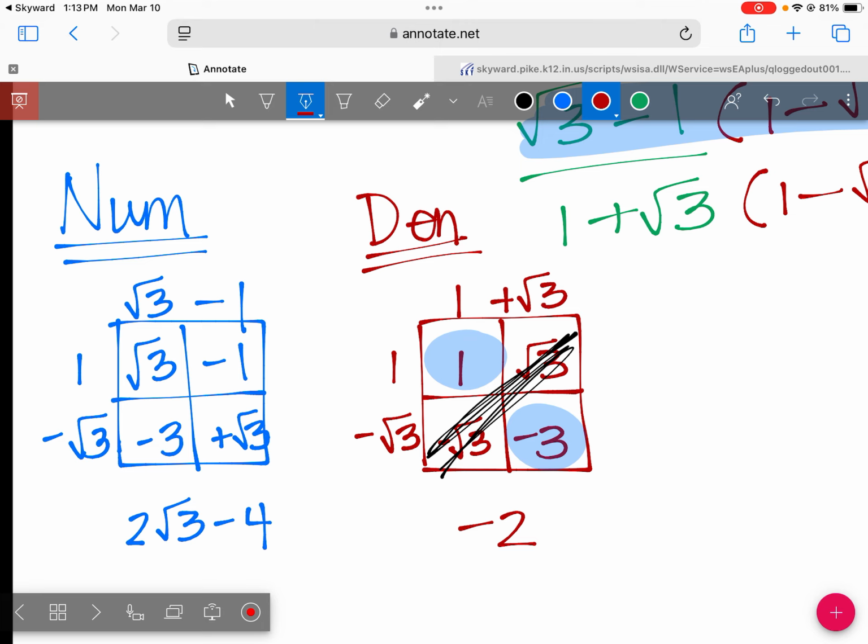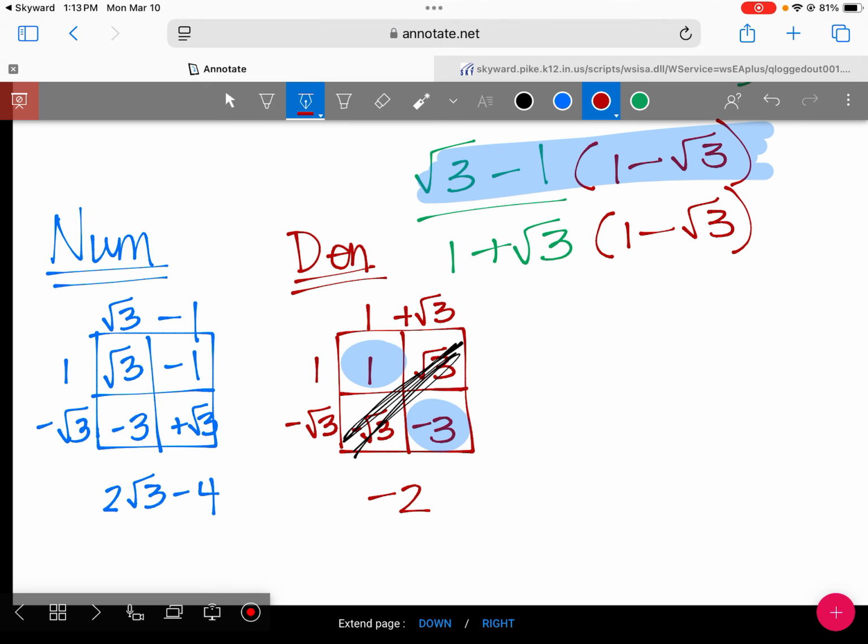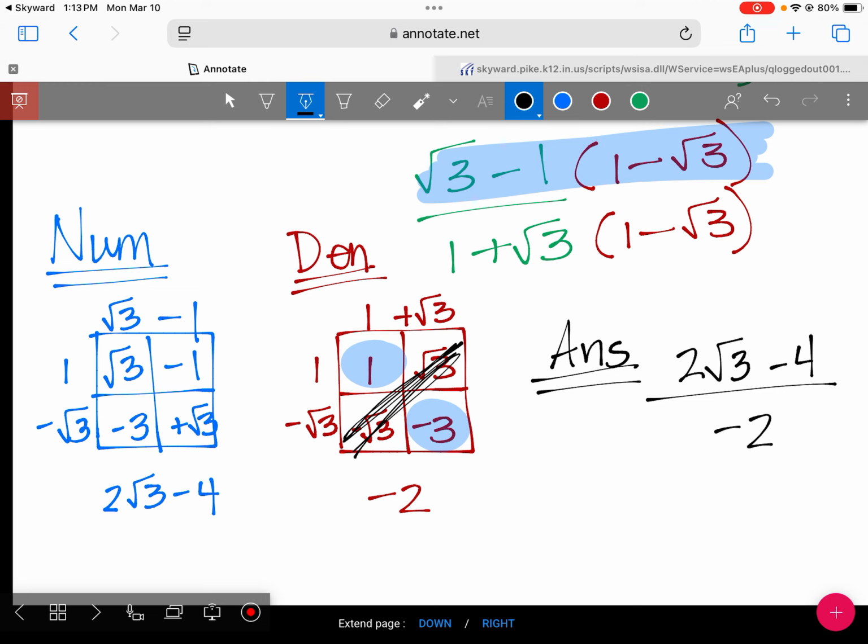So now we have our pieces. We're ready to put it together. So my answer is 2 root 3 minus 4 all over negative 2. You got your 4.5. If you stop here, you did great. I'm proud of you. But I'm still taking off half a point because we should be reducing our fractions.